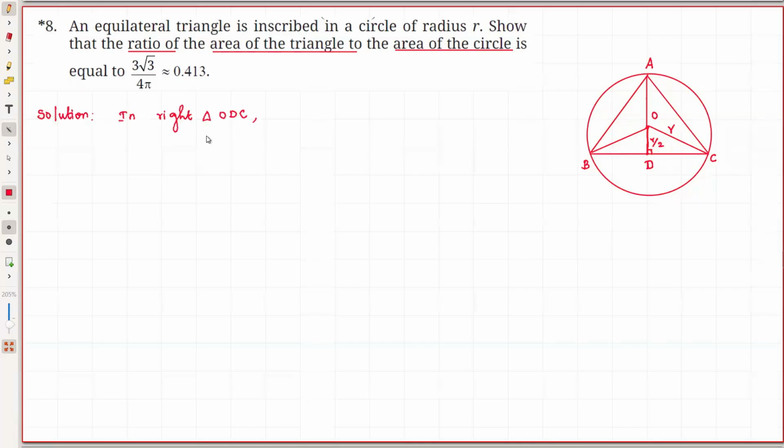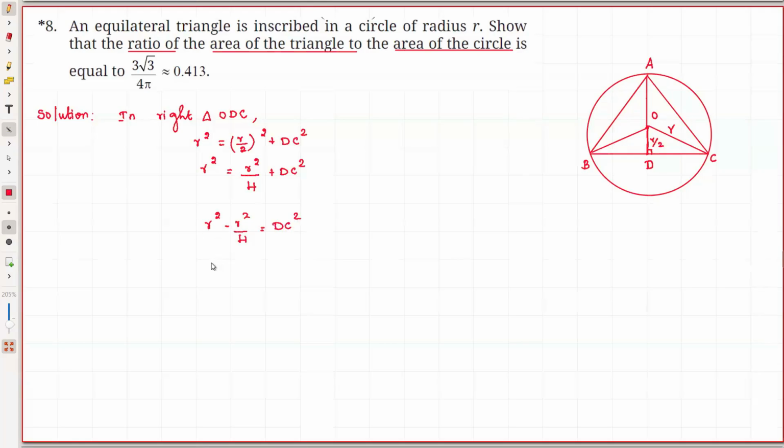solution. Hypotenuse square, that is R square, is equal to R by 2 square plus DC square. So R square is equal to R square by 4, since 2 square is 4, plus DC square. We have to find only DC, so keep DC alone on this side. Bring R square by 4 to this side. So R square minus R square by 4 is equal to DC square.